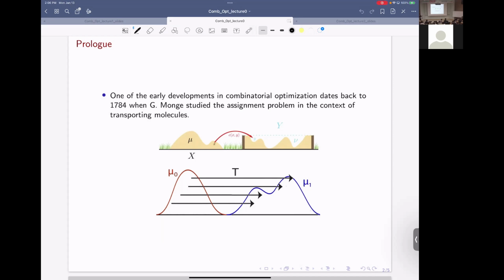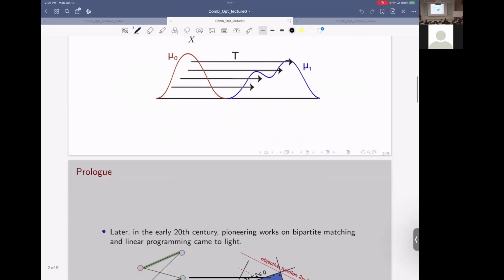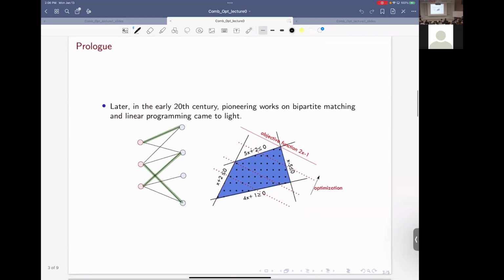This is an important problem in probability theory. The idea is that a probability distribution can be viewed as a chunk of dust, and you are moving it to a different area. Then I think the big achievements and progress were made in the early 20th century, and I think two problems are the important contributions. The first one is bipartite matching, which we are going to get to later. And also linear programming.